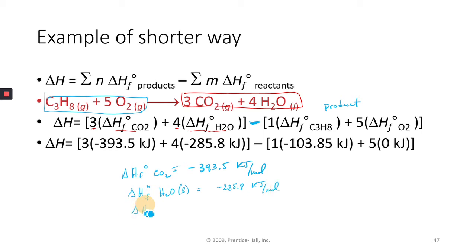And the heat of formation for C3H8 is equal to, and the heat of formation of oxygen, oxygen's an element in its standard state, so its heat of formation is 0. Now notice the units here are kilojoules per mole. That mole goes away because you're multiplying it by the number of moles here. So then when you do all that and add it all up, you get your heat of formation here.